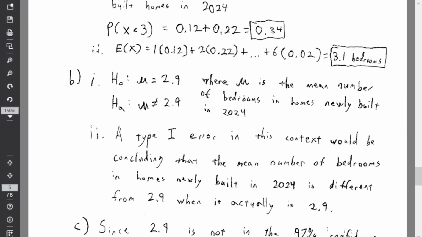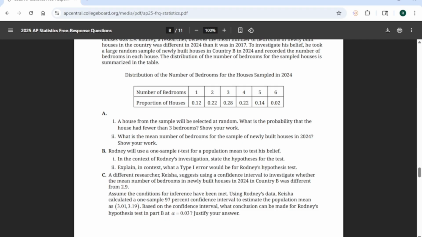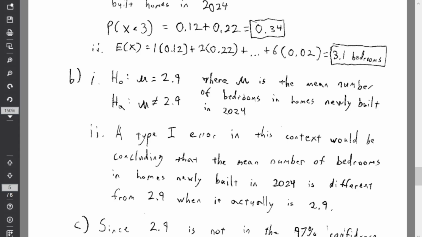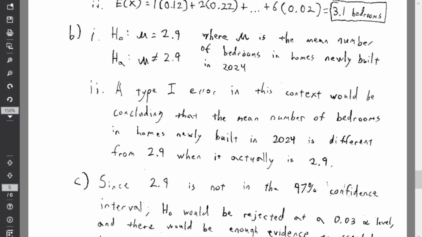Then over in part C, it gives a confidence interval. And that confidence interval is 3.01 to 3.19. And we look at that confidence interval, that 97% confidence interval, and we look at the fact that 2.9 is not in that confidence interval.